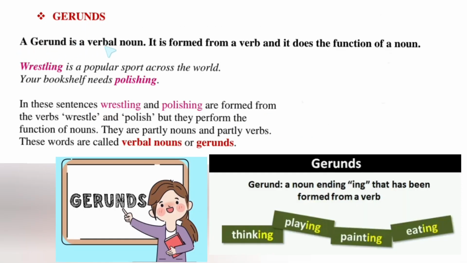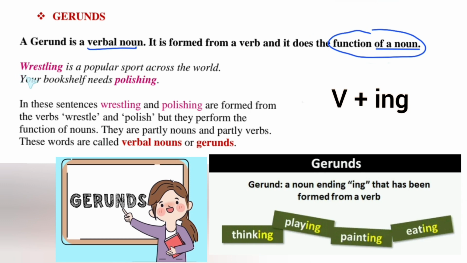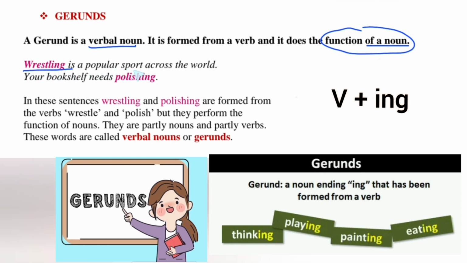Gerunds. A gerund is a verbal noun. It is formed from a verb and it does the function of a noun. That is important. It is made using the verb plus ing form, but the function of this should be noun. For example, wrestling is a popular sport across the world. Here this wrestling is a gerund. Your bookshelf needs polishing. Your bookshelf needs what?